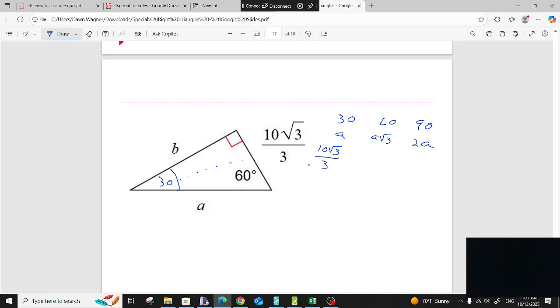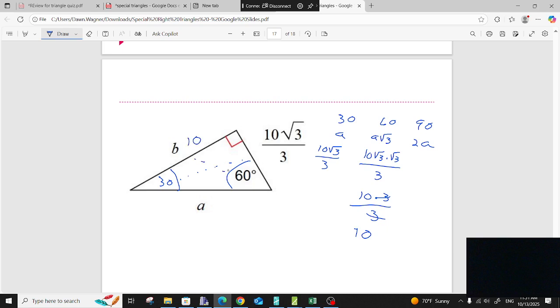I'm just substituting in. So since I know A is 10 square root 3 over 3, across from the 30 is 10 square root 3 times square root 3 over 3. That'd be 10 times 3 over 3. This cancels. So that's just 10. So across from the 60 is 10.